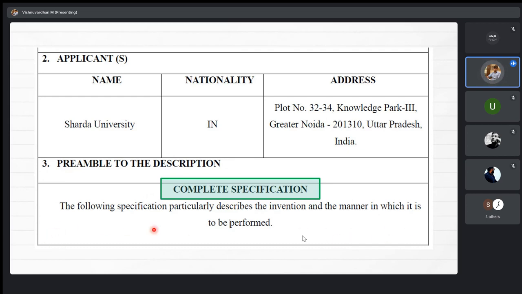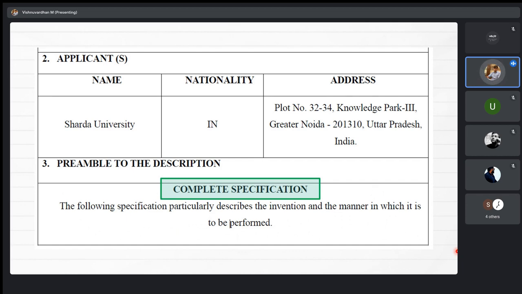All right. Then the preamble to the description, mug this up. Learn this clause by heart. Write complete specification or provisional specification here. Then: the following specification particularly describes the invention and the manner in which it is to be performed. This is like a golden clause that you'll use in every single form that you file in your life. So learn this by heart. Till here, you'll have to mug it up. Starting from here is where the fun starts.